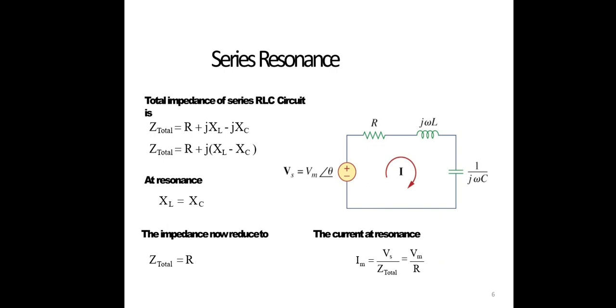So while both are equal, they will cancel and the total impedance will be equivalent to the pure resistance. And at this moment the maximum current will flow through the circuit, which is indicated by Im. That is the ratio of the voltage to the total impedance. So Vs by Z total, where instead of Z total you say R, the pure resistance. So the ratio of the voltage to the pure resistance gives the maximum current in the circuit. This is the concept of the series resonant circuit, right?